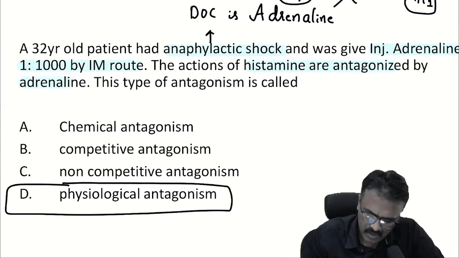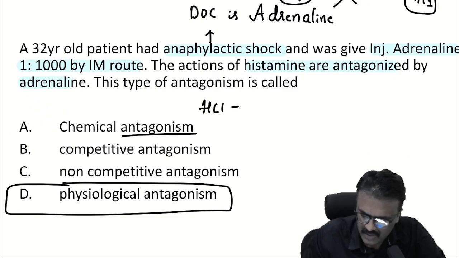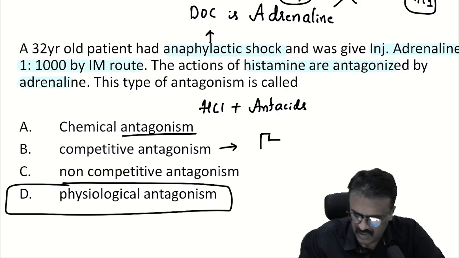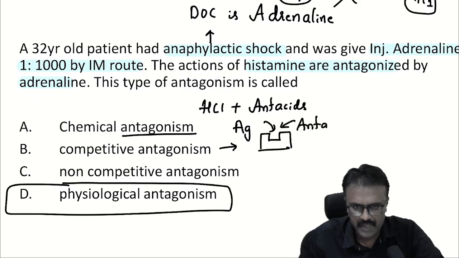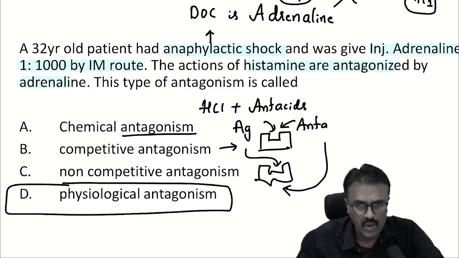What is chemical antagonism? Chemical antagonism means the antagonism involves a chemical reaction. For example, HCl: how do I antagonize HCl? By giving antacids. For example, chelating agents. For example, heparin and protamine sulfate. What is competitive antagonism? Suppose this is a receptor. If both agonist and antagonist try to bind to the same site, it is competitive. Suppose this is a receptor, the antagonist binds at another site and the agonist binds at a separate site, then it is called non-competitive antagonism. I think most of you know it.